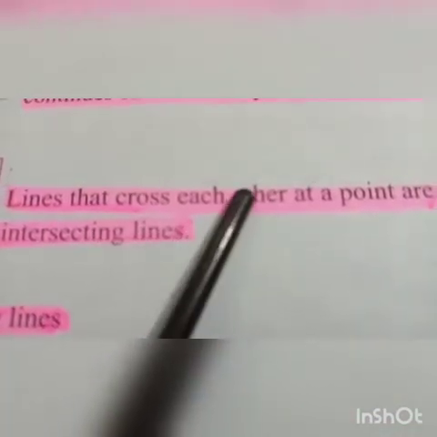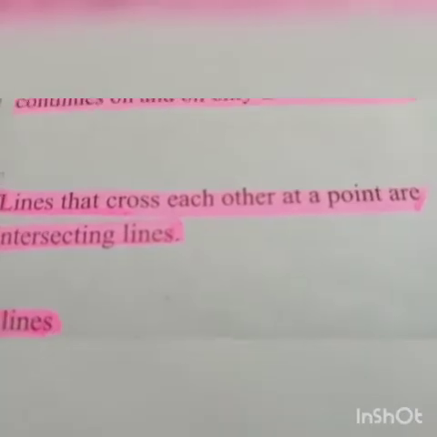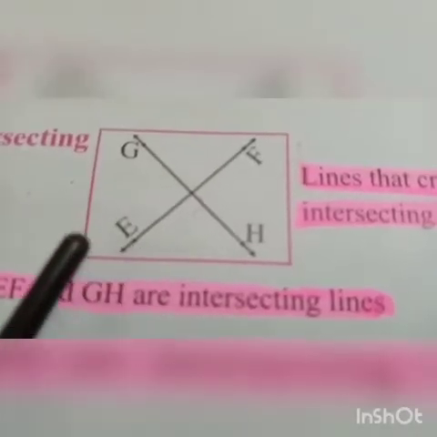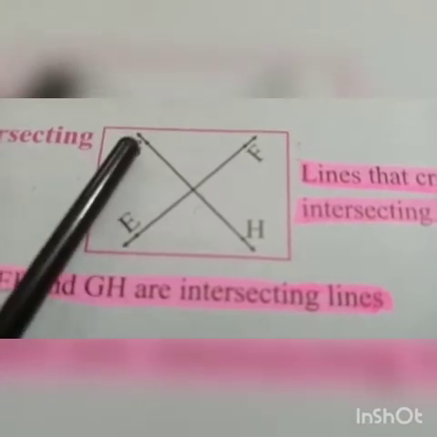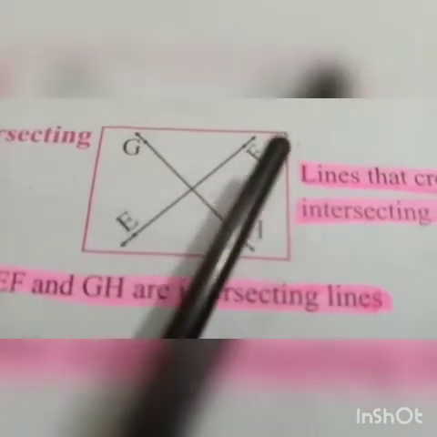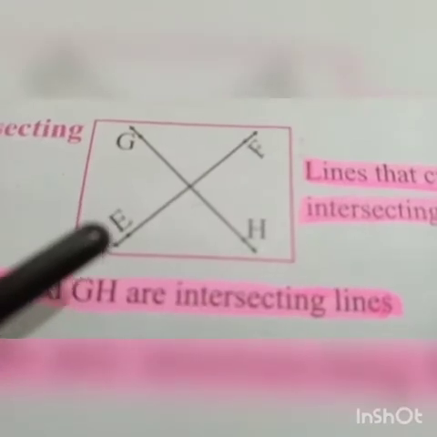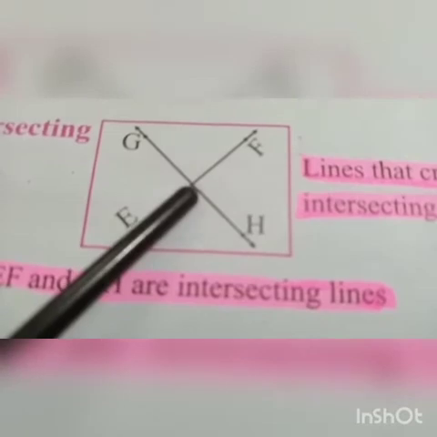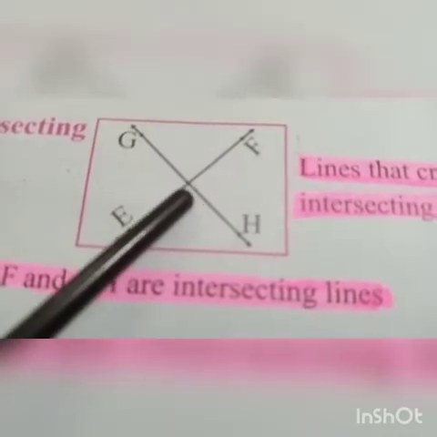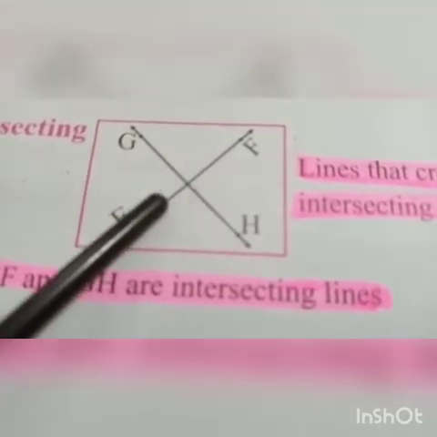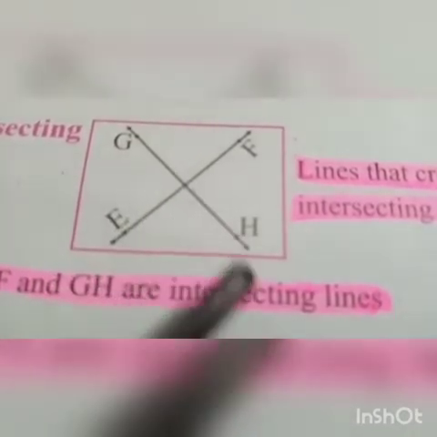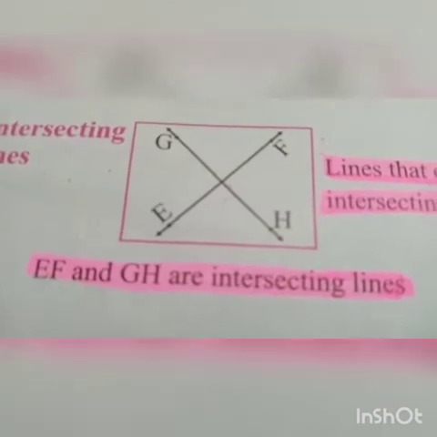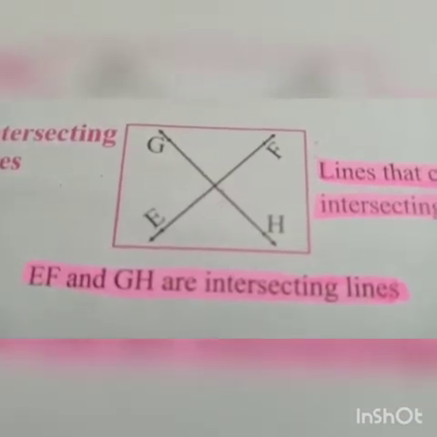Now come to the intersecting lines. Lines that cross each other at a point are intersecting lines. In this diagram, here are two lines. One is GH and the other is EF. As you can see, both these lines cross each other and meet at a point. At this point, both these lines intersect each other. So these lines are called intersecting lines. EF and GH are intersecting lines.